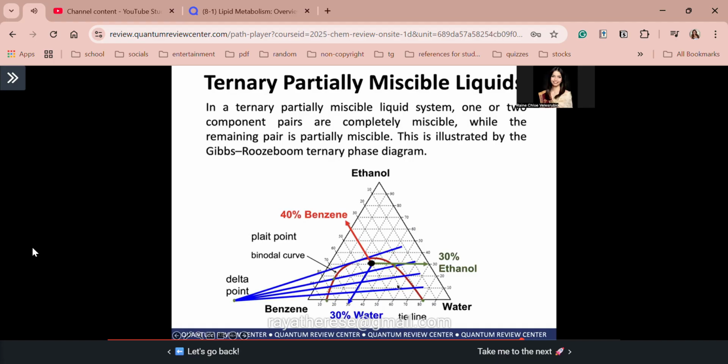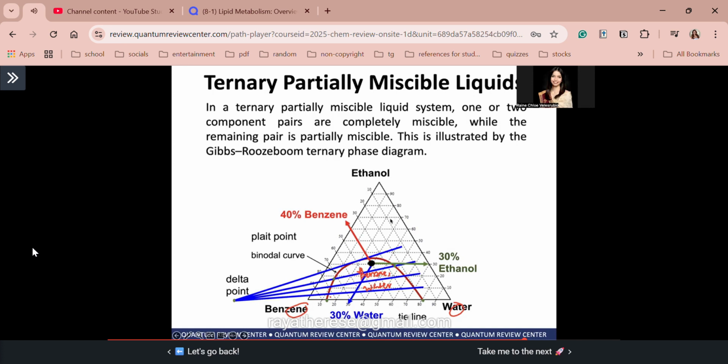When we say binodal curve here, the dark red one, it outlines a region where two liquid phases coexist. Look, the binodal curve is between benzene and water. Therefore, within the binodal curve, you have two coexisting liquids, that is benzene and water. And within this region, you have partially miscible benzene and water. Now, what can we say outside the binodal curve? Outside the binodal curve, only one phase exists.